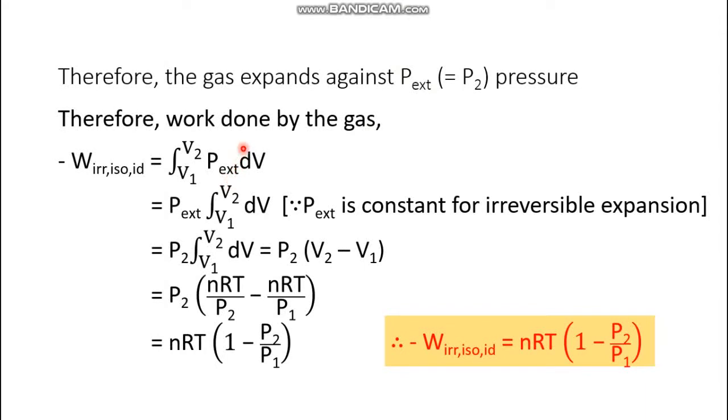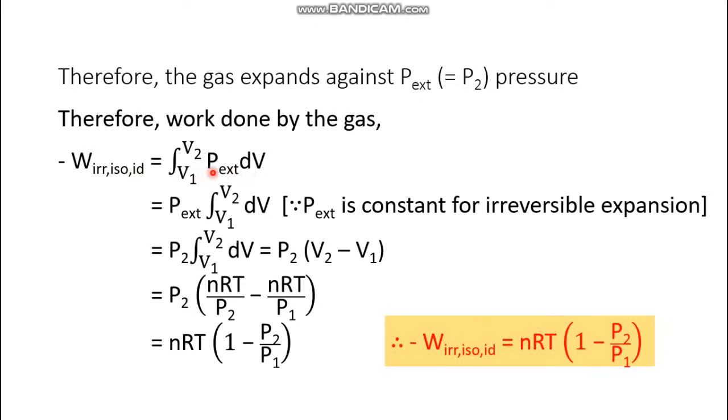Therefore the work done by the gas, since the gas is doing the work, that is the system is doing the work, it will be given the negative sign. So here the negative sign, so minus W. Now what about these suffixes? Actually IRR means irreversible, ISO means isothermal, that means it is taking place at constant temperature, and ID means for an ideal gas. So we have to do the integration of the product of intensity factor and capacity factor. What is the product of intensity factor and capacity factor?